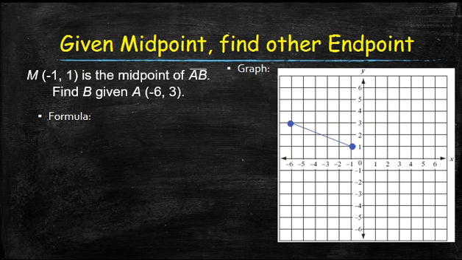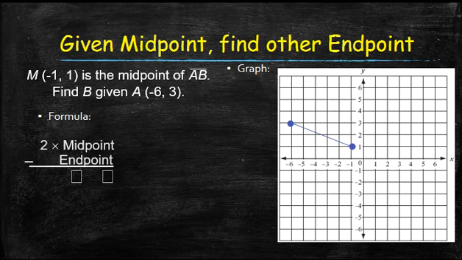If we're given our midpoint, to find the other endpoint, we've got both the formula and the graph on this one. We have the midpoint, (negative 1, 1), as the midpoint of AB, and we have point A, (negative 6, 3). So our formula is the opposite of what we did before. Before, we added the endpoints, and then we divided by 2. So this time, we're going to multiply the midpoint by 2 and subtract the other endpoint.